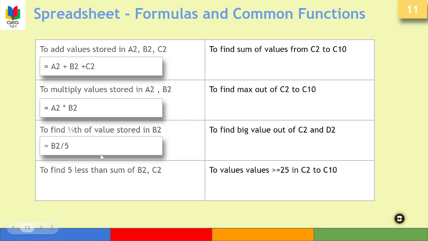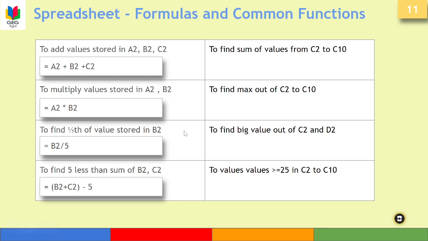Similarly, to find 5 less than the sum of B2 and C2, you first sum up B2 and C2, so B2 plus C2, and then minus 5. This way we can apply the formula in the cell.